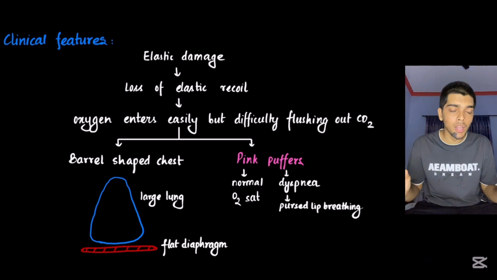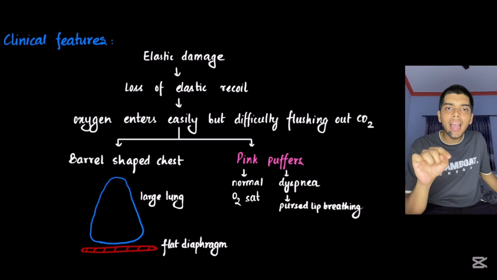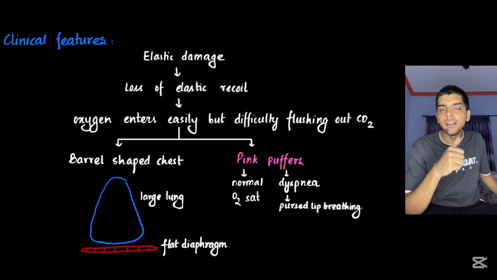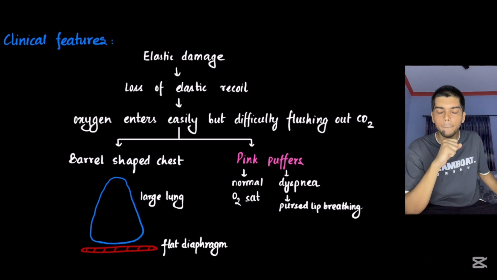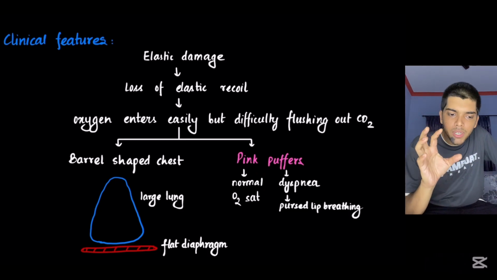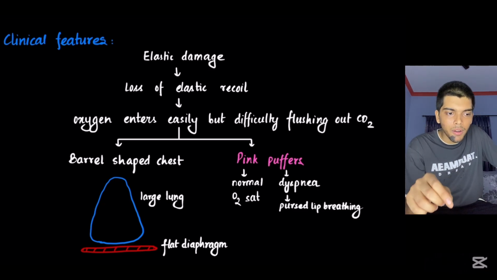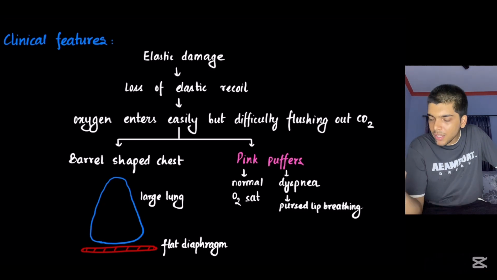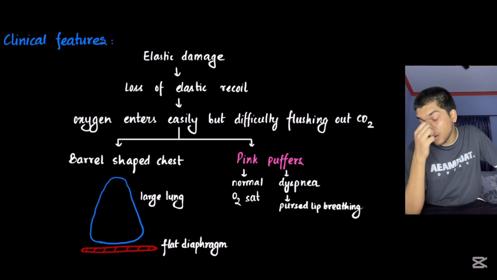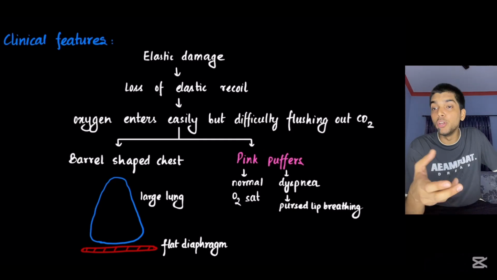One last revision. First, definition: there is permanent damage of acini. Three things: destruction, dilation, and fusion. Etiology. The most common cause for chronic obstructive pulmonary disease is smoking. The specific cause for emphysema is alpha-1 antitrypsin deficiency. Other causes are environmental pollution, genetics, familial reasons, and occupation, like pneumoconiosis.